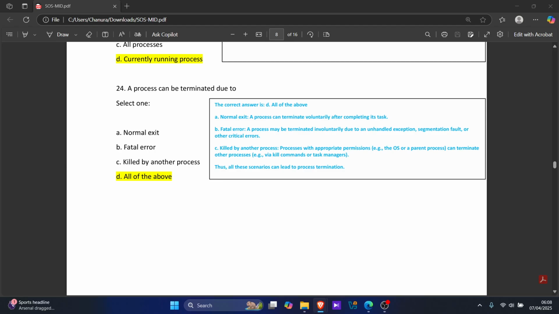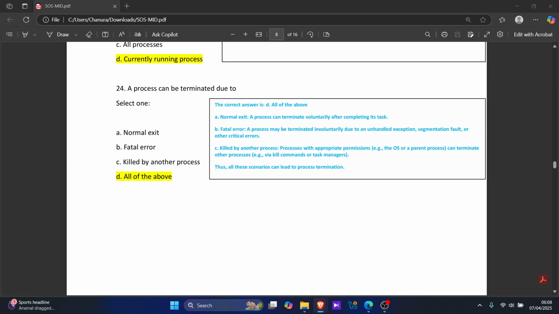Starting with normal exit. Processes often terminate normally when they've completed their task. For example, when a program finishes executing all its instructions, it exits normally. That makes sense. So option A is definitely a valid reason. Next, fatal error. I recall that if a process encounters an error it can't handle, like a segmentation fault or an uncaught exception, it might terminate abruptly. The operating system might step in and terminate the process if it does something illegal, like accessing memory it shouldn't. So option B also seems correct.